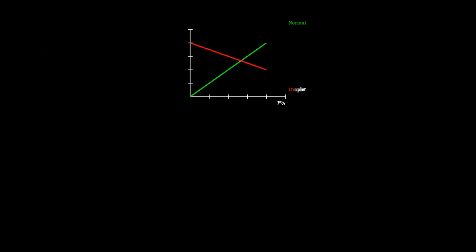This graph shows the difference. The green line shows normal behavior. More heat means higher temperature. The red line shows droplet behavior. More heat can mean lower temperature.